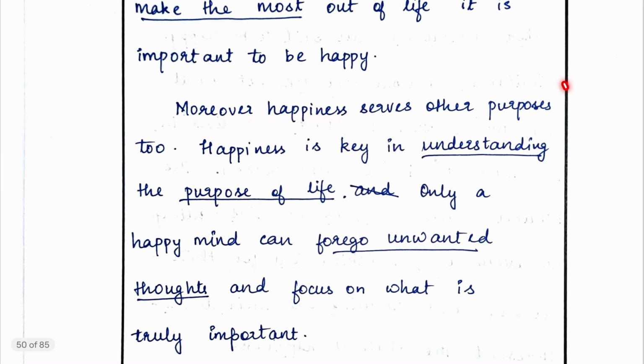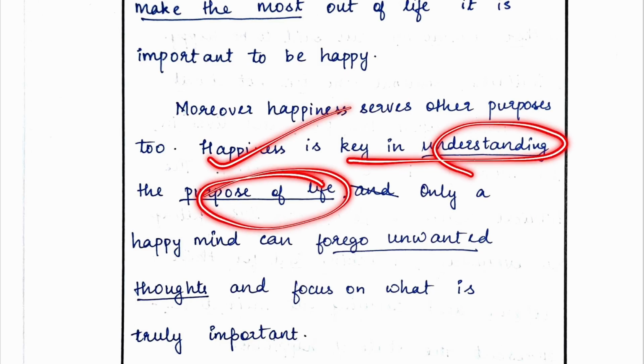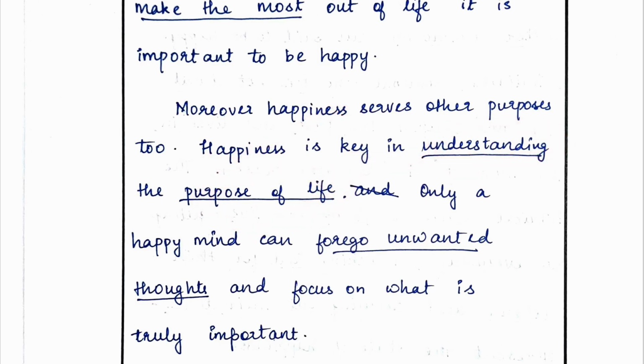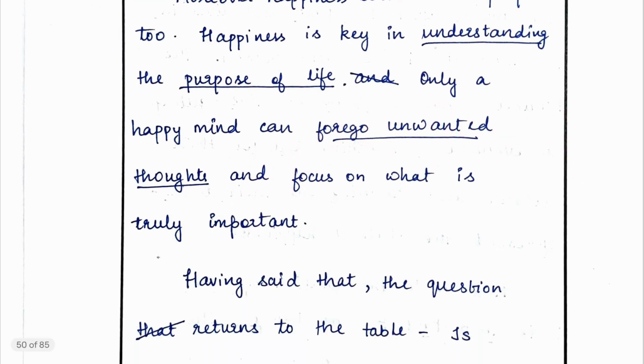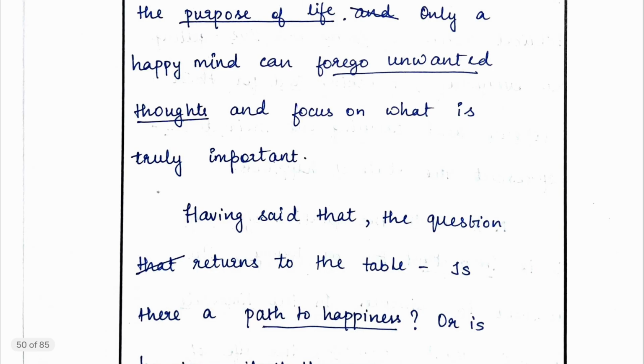Moreover, happiness serves the purpose. There are other purposes which happiness serves. What are those other purposes? Happiness is key in understanding the purpose of life. So if you are happy, you can understand what is the purpose of your life. Only a happy mind can forego unwanted thoughts. You can do away with the unwanted or negative thoughts, and you can focus on what is truly important for you or in your life.